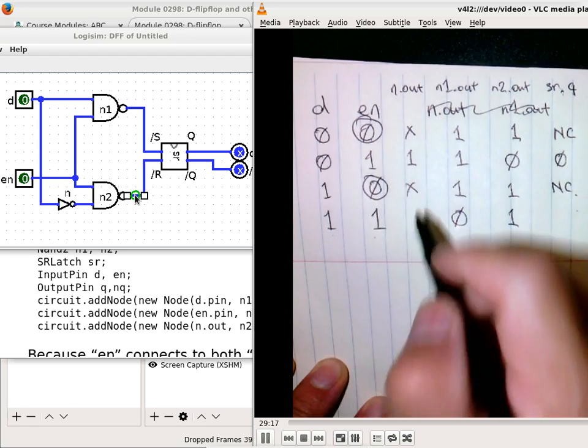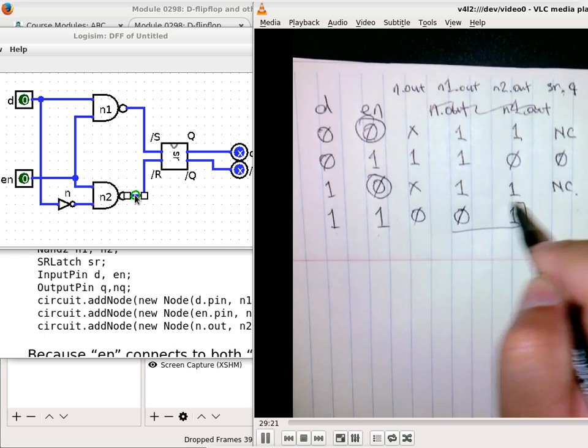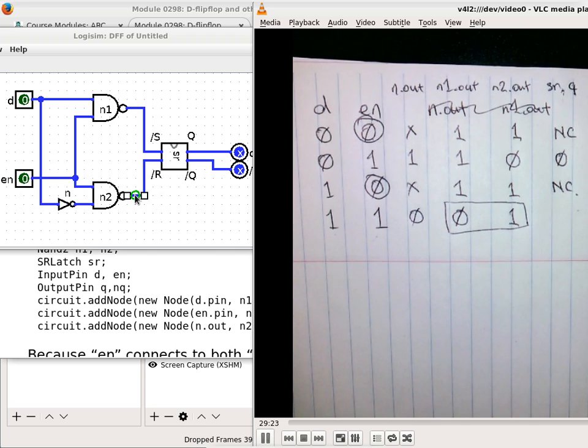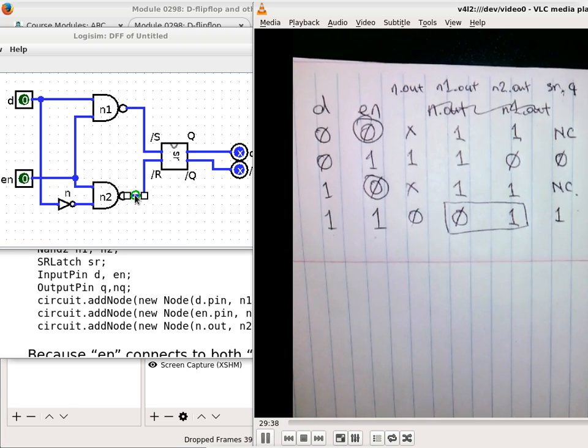And N.out, by the way, is a 0. So what is this combination going to do? N1 out goes to /S, N2 out goes to /R. So what are we doing? Are we setting or resetting? Setting. We are setting, which means Q is going to be a 1. It is changing to a 1 if it was not a 1 before. So are we doing okay so far with this particular circuit?